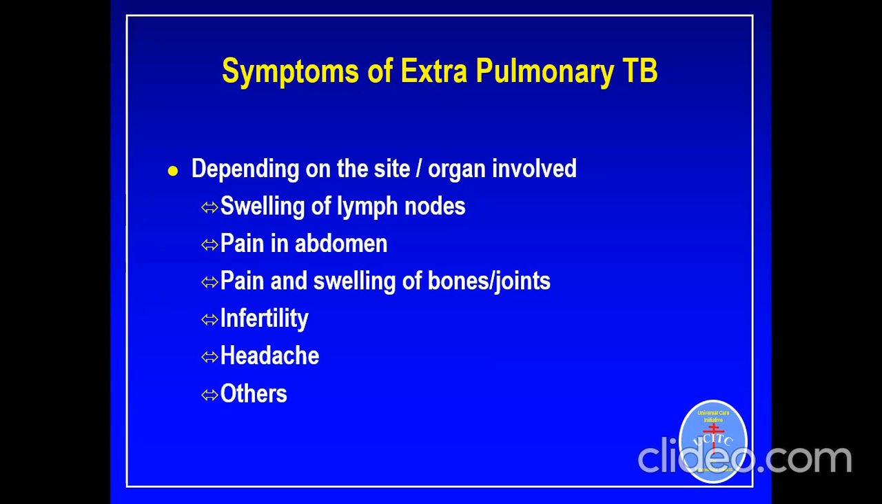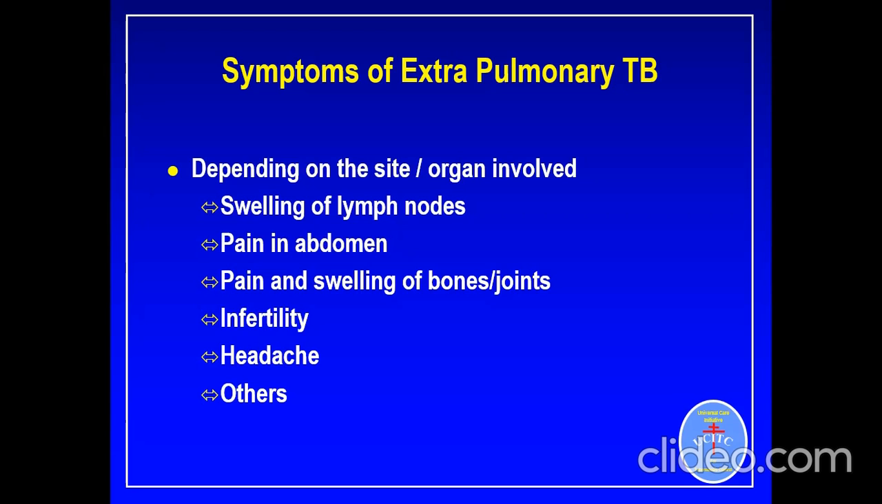So a person has symptoms of intestinal obstruction. It can come with vomiting and constipation. So these are some of the common abdominal tuberculosis symptoms. Then if it is bones and joints, depending on the area involved, if it is a joint, then there will be swelling and pain and affection of the movement. Other bones, there will again be swelling over the skin. So painful swellings.